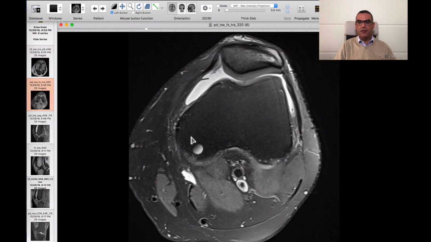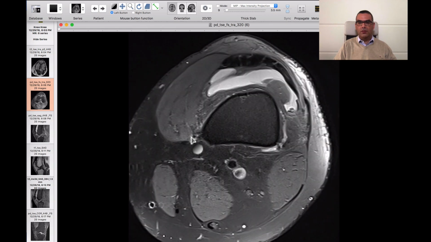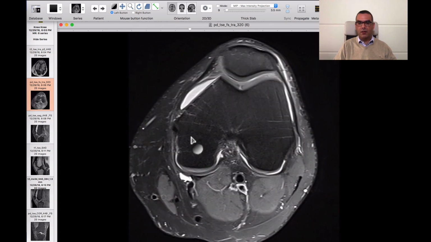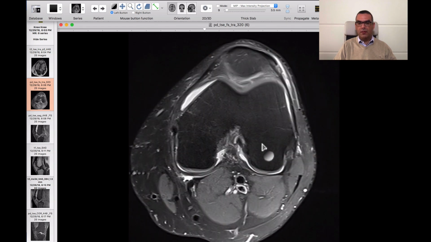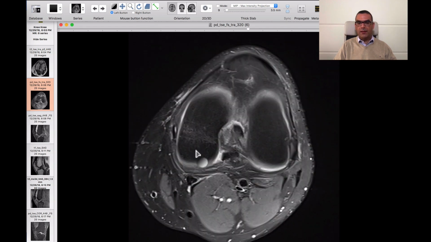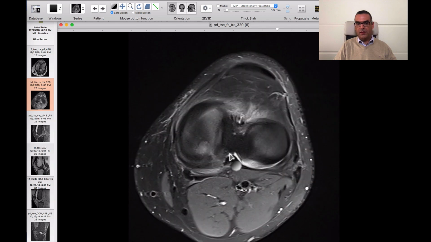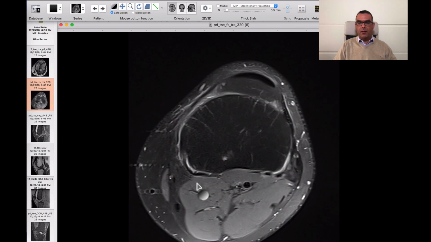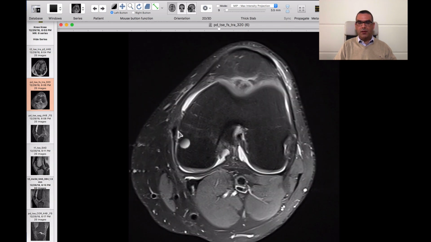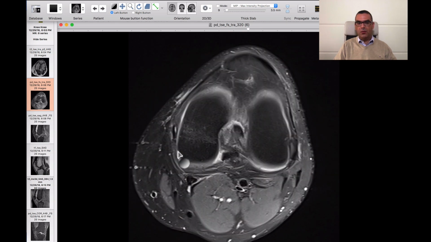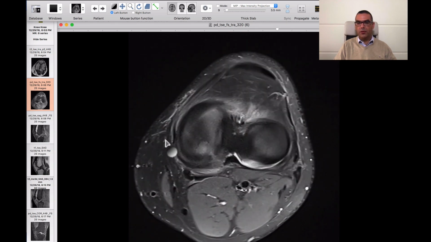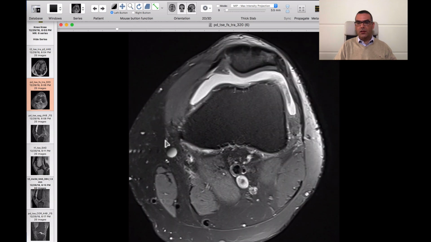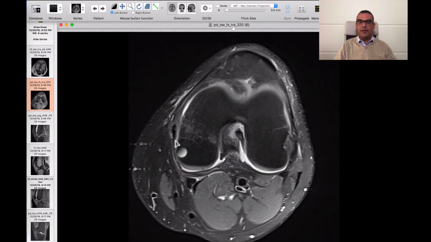Let's switch to the PD fat. The retropatellar cartilage looks very good. The effusion and synovitis are there. ACL attachment is intact, and the PCL attachment, as you can see here, is also intact. We have a tiny Baker cyst. This is the tiny Baker cyst, and slight hyperintensity around the medial collateral ligament. This may be a small sprain. We will verify this, of course, later. So this is the axial scan, doesn't show significant abnormalities.